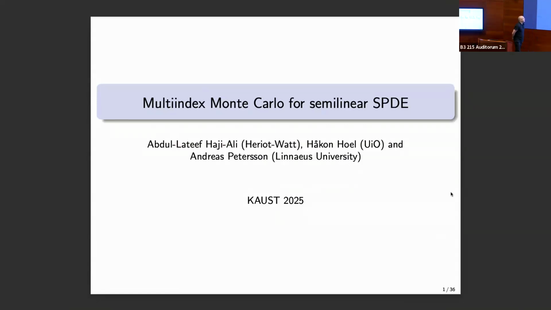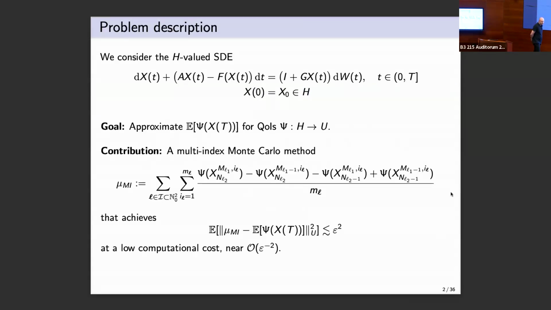Right, so this is a joint work with Abdul, that was there earlier, and with Andreas Pettersson from Sweden. So in a nutshell, what we're going to look at is this kind of Hilbert space valued SPDE, which is given on top here, over some time interval, from 0 to capital T. And we want to construct a numerical method for approximating quantities of interest of this SPDE, or Hilbert space valued SPDE, if you want. Our quantity of interest is denoted with the psi here, and it's a mapping from one space to another, so both separable Hilbert spaces.